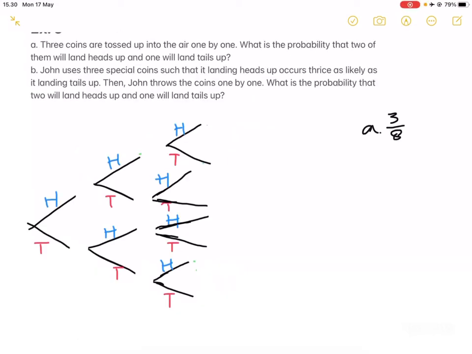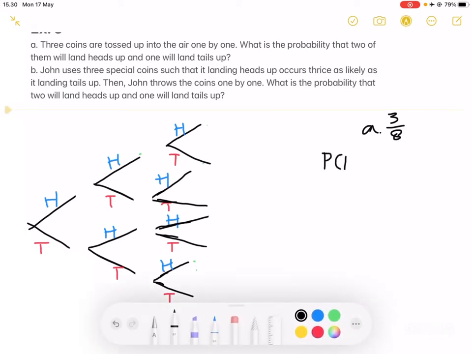Alright, for part B, John uses 3 special coins such that it landing heads up occurs 3 times as likely as it landing tails up. So this coin is biased such that the probability that it shows heads is 3 times the probability that it shows tails. And then the same criteria as part A.